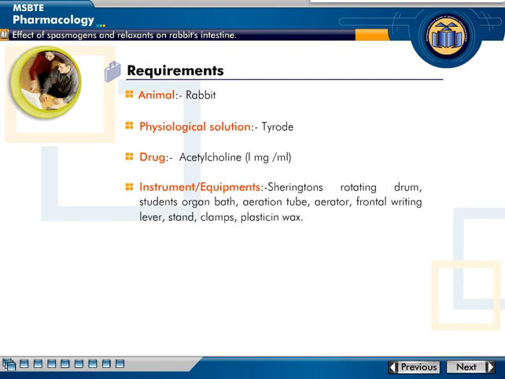So next is the requirement of today's practical. So first animal, rabbit, then PSS, that is physiological salt solution, Tyrode solution, then drug acetylcholine in the concentration of 1 mg per ml, instruments or equipment: Sherrington's rotating drum, student's organ bath, aeration tube, aerator, frontal writing lever, stand, clamps and plasticine wax.